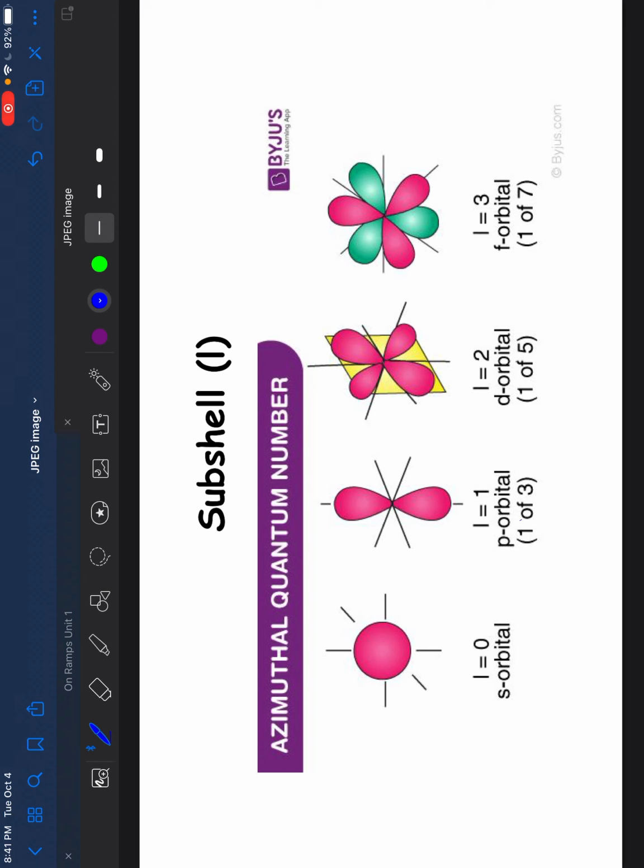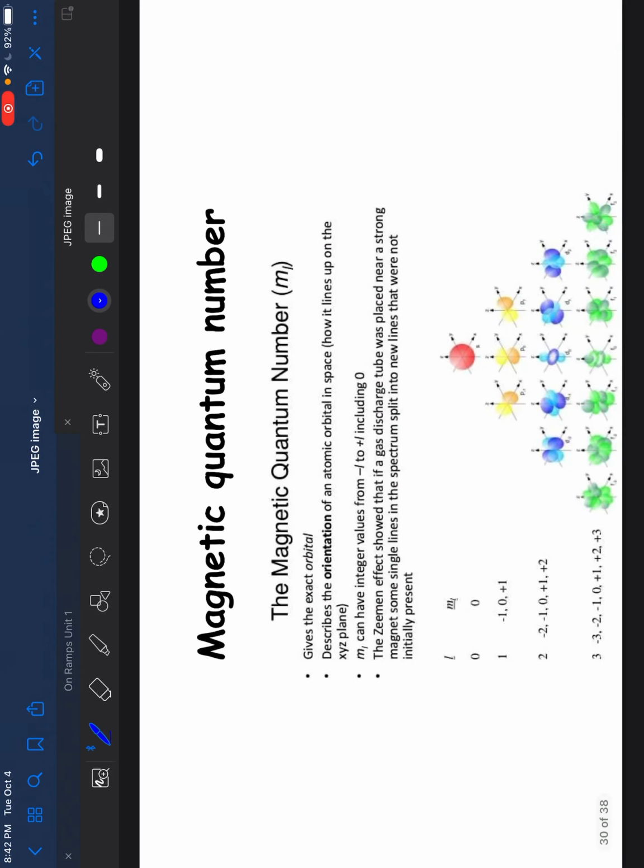So we have our subshells S, P, D, and F. And these are the shapes that go to them and their L values. Again, L for S is 0. For P, L is 1. For D, L is 2. And for F, L is 3. And as I just explained, to get ML values, you go from negative L to positive L. It's going to describe the orientation of the orbital.